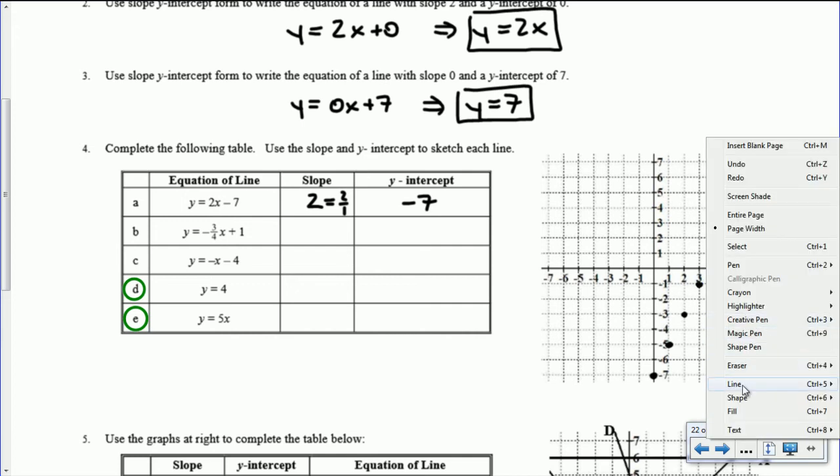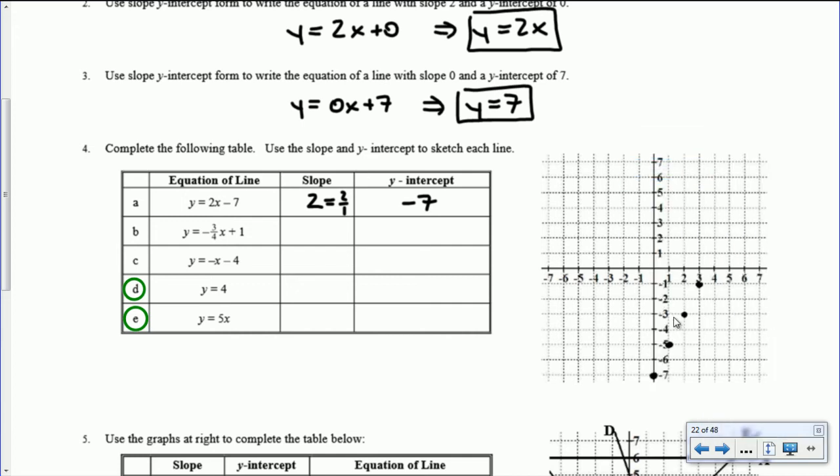So let's go ahead and draw that line. Hopefully you have a ruler or some sort of straight edge on you, so you can connect those points. So that's A.